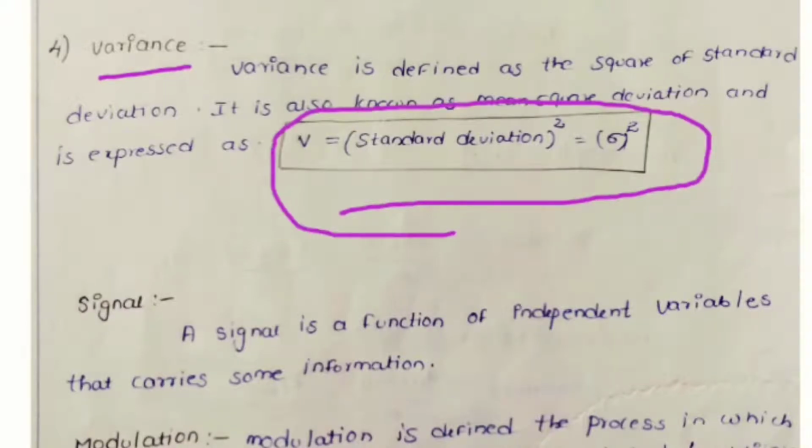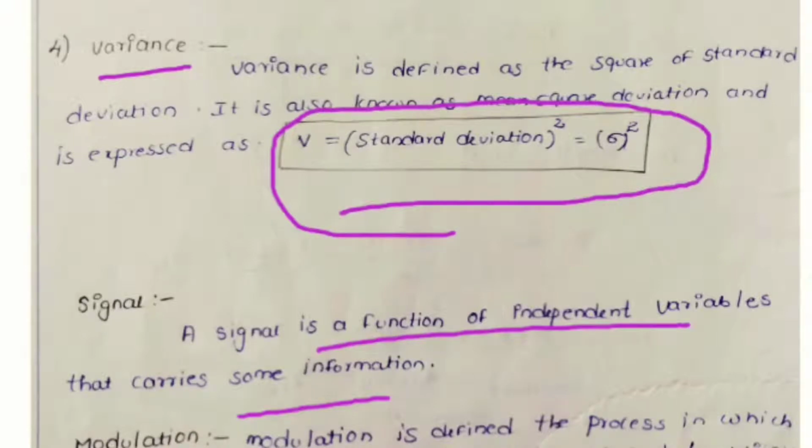Now another topic is signal. What is a signal? What are its various characteristics? The chapter 1 name is characteristics of signals and their representation. Signal is a function of time. Any signal is a function of time, of independent variables, that carries some information. A signal can be represented with respect to time. Any signal carries some information.